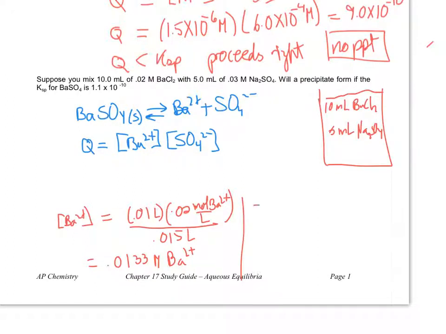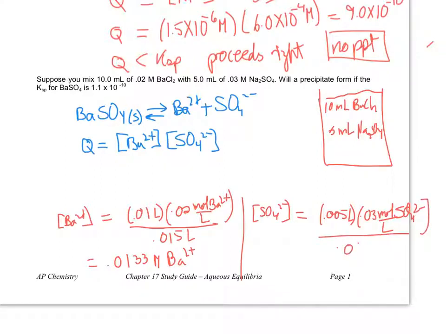The next one is my sulfate ion. And so I have 5 milliliters of that, which is 0.005 liters times 0.03 moles per liter of sulfate. And then divide that by 0.015 liters. Again, you could always do M1V1 equals M2V2. I get 0.010 molar of the sulfate. So now that I have that, I can plug it back into my Q expression.